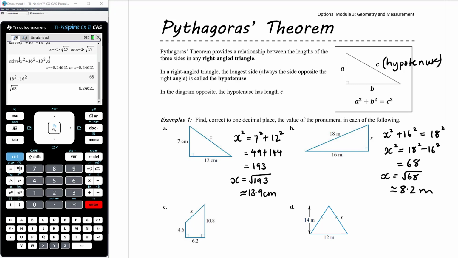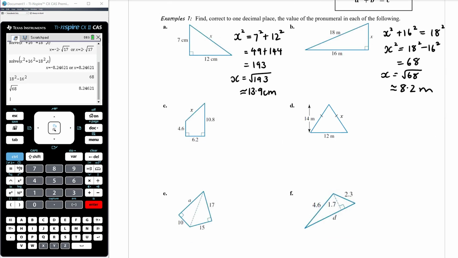Be careful about the units. Make sure that the units in your answer match the units in the question. In part A it was centimetres, part B it's metres. If you'd written that the answer was 8.2 centimetres, that's not the correct answer to the question. So do be careful about that.